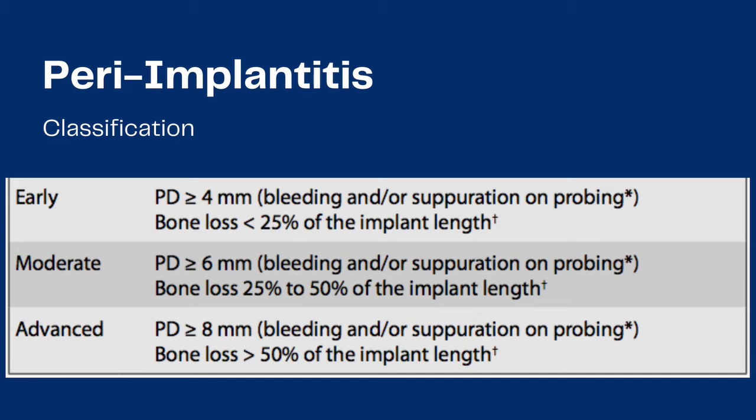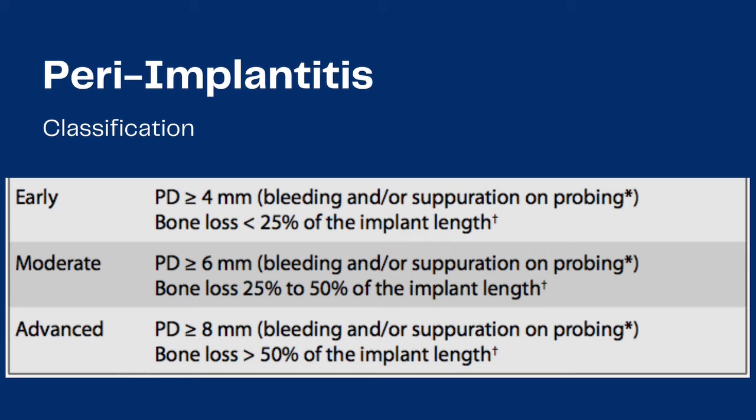Further, going ahead, if we have to classify peri-implantitis, it can be further classified as early, moderate, and advanced stages. In the early stage, the probing depth would be greater than 4 mm, bleeding and suppuration would be present, and bone loss would be less than 25% of the implant length.